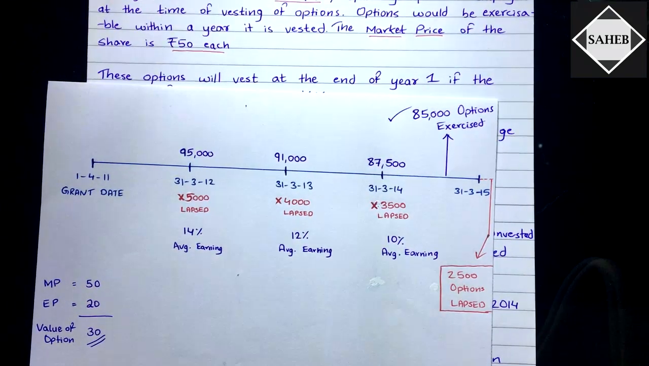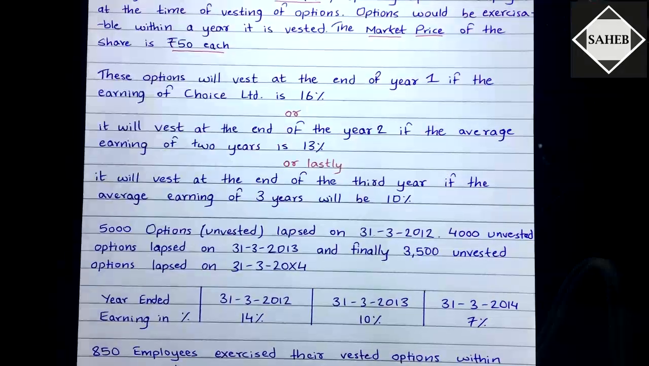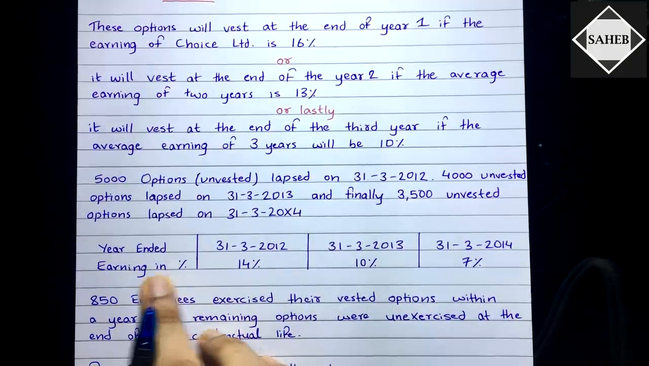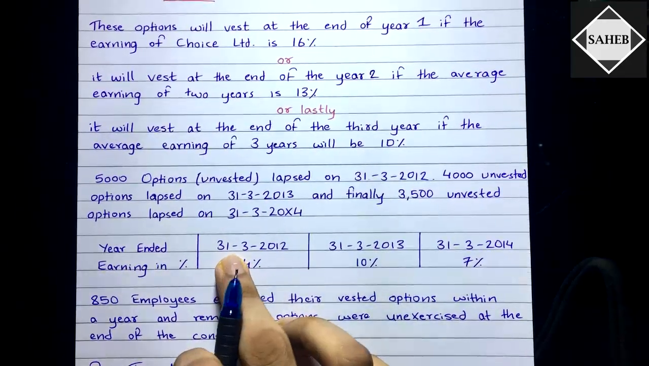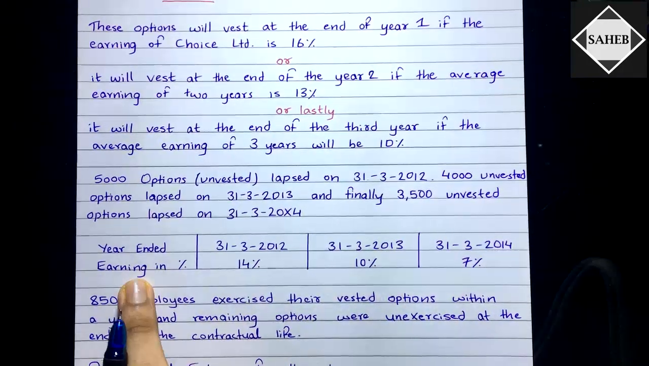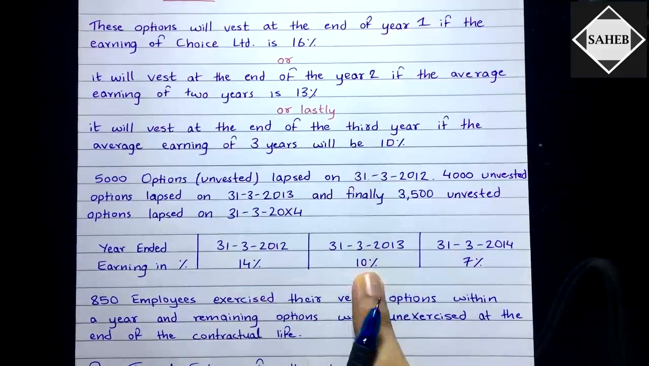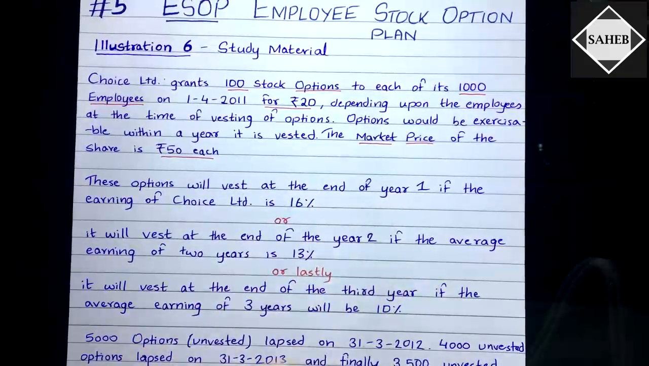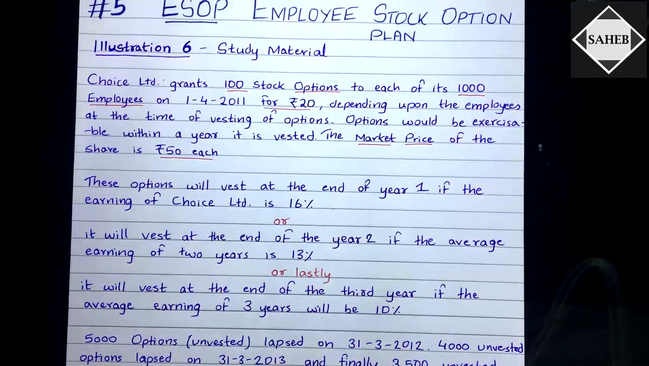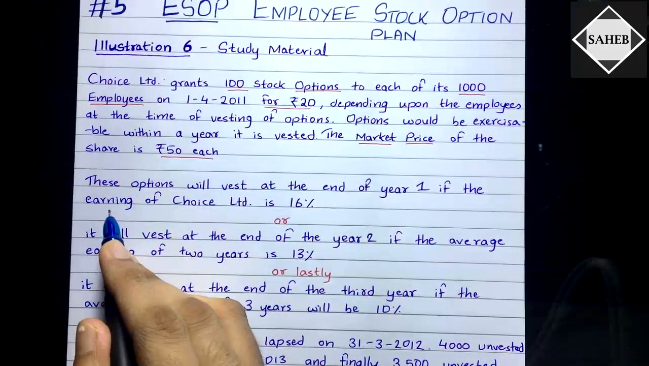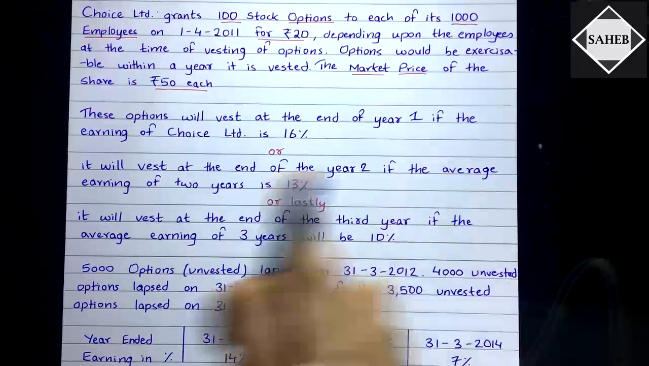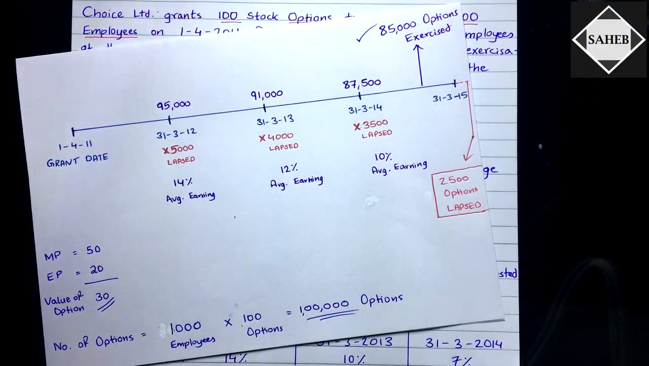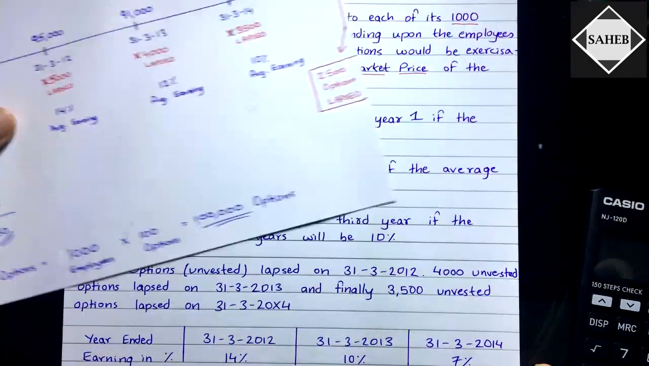Is that clear? Then what they are saying? See here, then they have given us the earning, just the earning they have given. Year ended 31st/3, and earnings has been given, just the earnings, 14%, 10%, 7%. But now, what do we need? In the condition they have used average earning, right? In the first year they have said earning, but in the rest they are saying average earning. So we have to calculate average earning. Simple. Average earning calculate करना कौन सी बड़ी बात है? बहुत simple है ना? So see here.